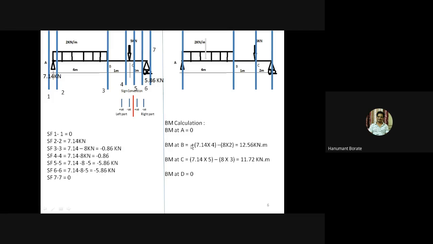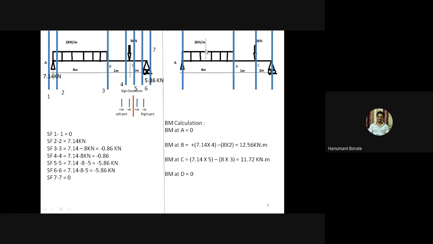Bending moment at B equals, now there are two forces at the left side of this section 2: this upward force 7.14 and another is the whole UDL. So we need to take bending moment of this upward force and UDL. So moment of upward force is 7.14 into 4-meter distance.